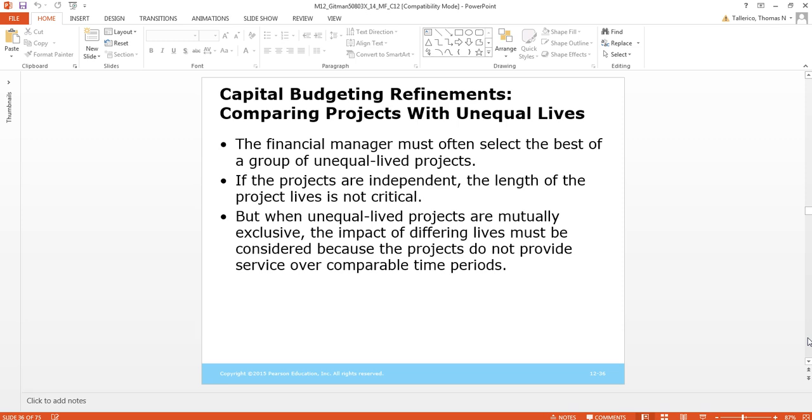All right, so the other thing now is what happens if projects have unequal lives? So far, we've been assuming that projects all have the same life. Maybe they're all 5 years, they're all 10 years. If they're independent, the length of the project lives is not critical. But when unequal life projects are mutually exclusive and you have to take the one that's better than the other, you should look up the words mutually exclusive. One eliminates the other. So the differing lives must be considered because the projects do not provide service over comparable time periods. In other words, one is longer than the other, so we have to worry about that.